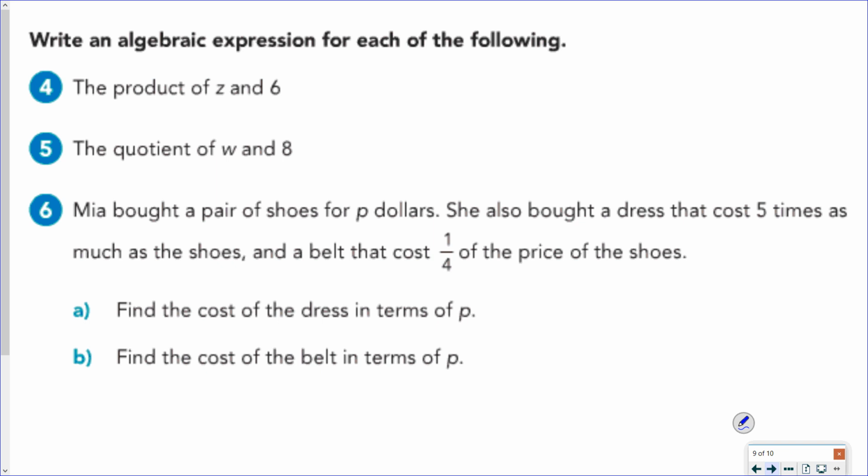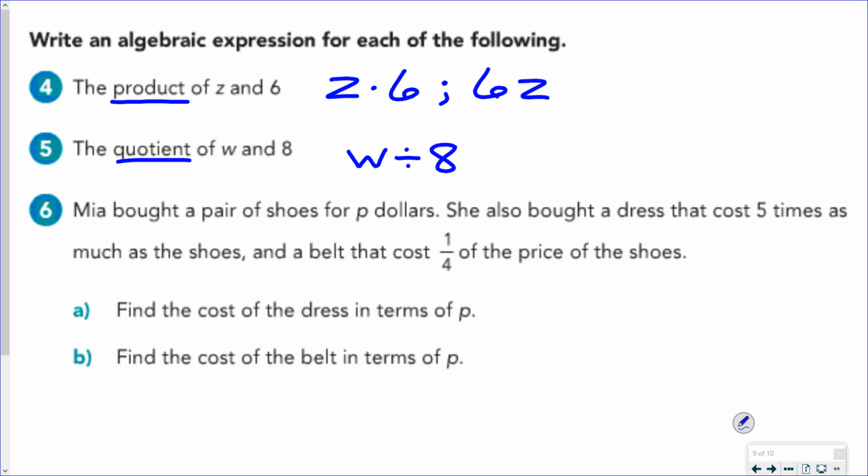A few more examples here. Number 4, the product of z and 6. Well, product refers to multiplication. So you could have z times 6, or 6z, or even 6 times z if you so choose. The quotient of w and 8, well, the quotient refers to division, so that would be w divided by 8.